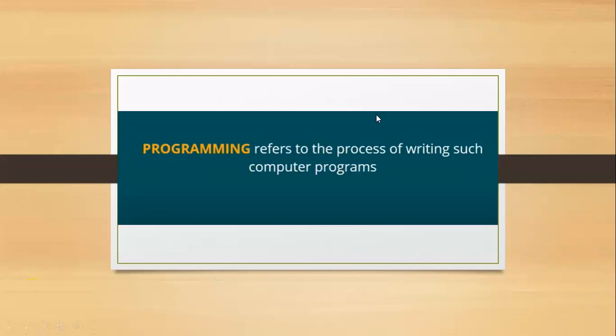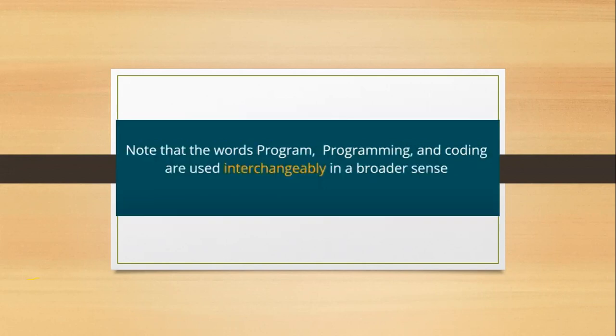Now, programming is the process of writing such a computer program. Remember, for you to tell the computer what to do, that means you must have a program. And for you to have a program, you do what we are calling programming. So programming refers to the process of writing a program that will tell the computer what to do.